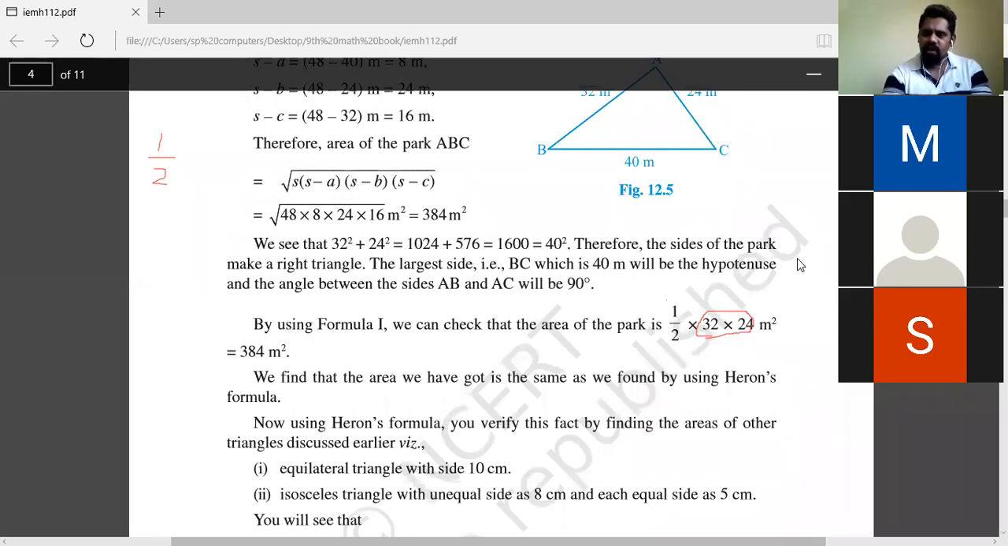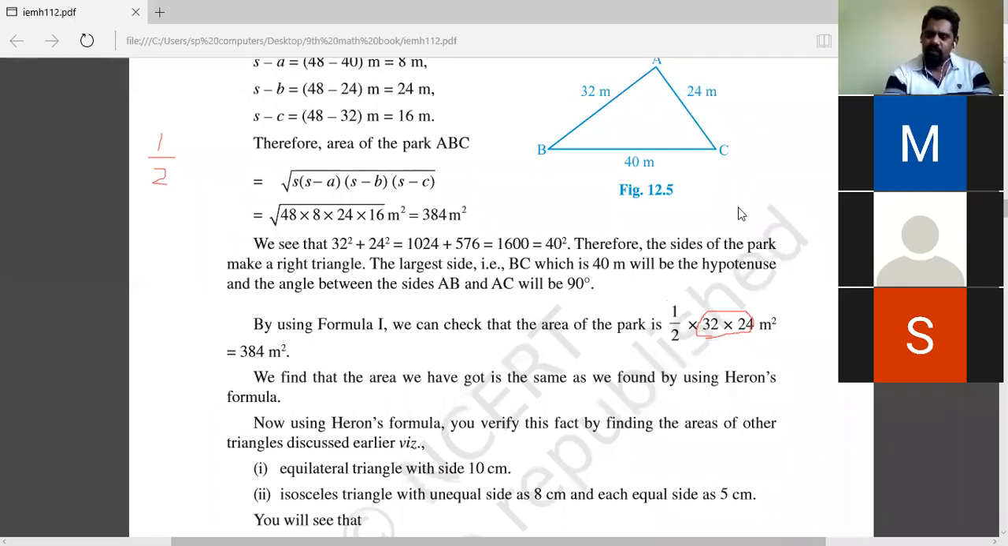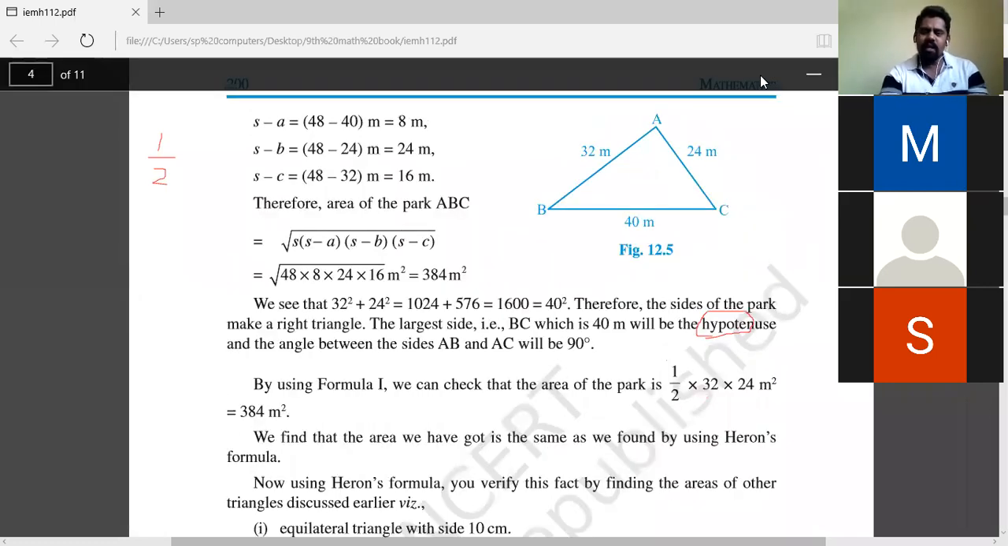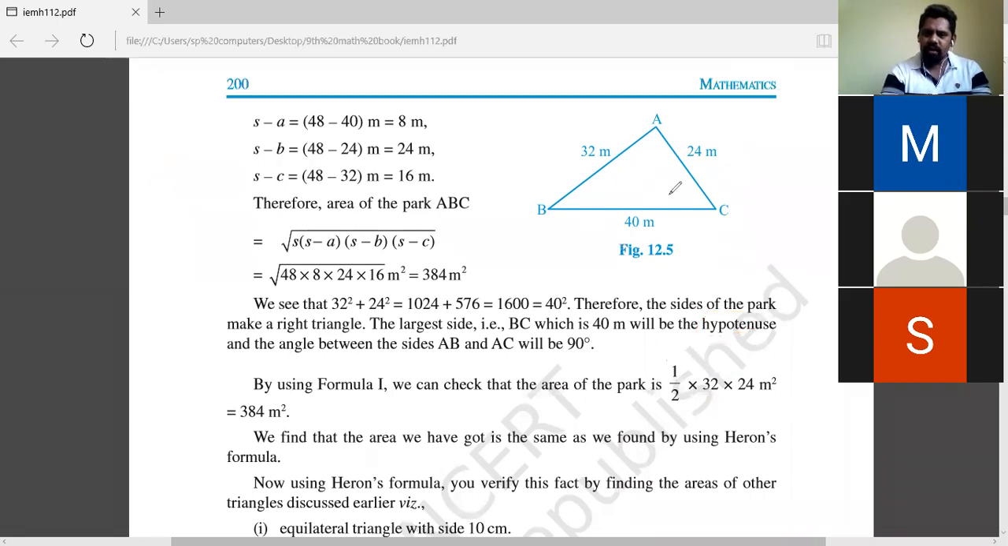So he has taken it like this so that we can easily understand how to solve it. Now I want you to solve this: 32 into 24. Better you do it like this. 2 ones are 2, how much? 2 sixteens are 32. Then make it 384, 16 into 24.